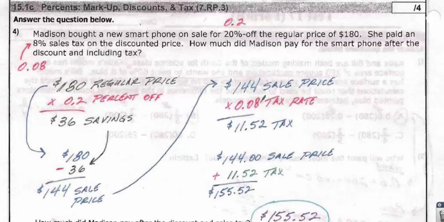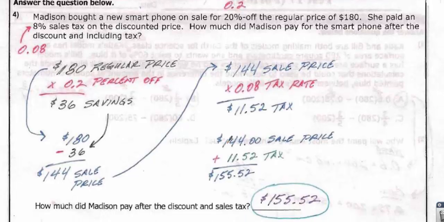Bring it up. We have the tax to pay. We're paying 8% tax. So we calculate the tax rate on the 144. We get $11.52. That's the tax. Tax is always added in. That's why people don't like paying it, because it adds to their bill. So we add the tax. The 144 is the sale price. Tax was $11.52. We end up with $155.52 as the final cost of the phone.